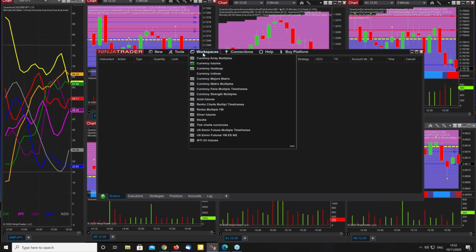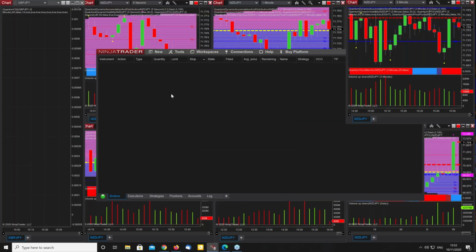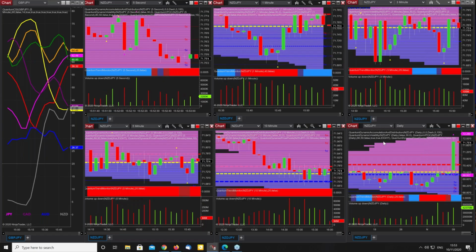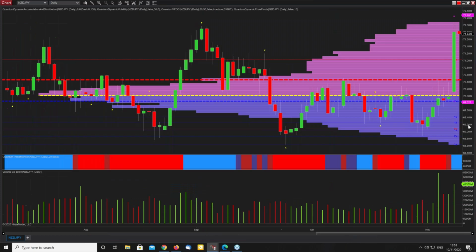Just go over onto the spot. Where are we? I'm not sure what pair I've got on here. New Zealand yen. This is pretty much symptomatic of what we saw across the yen complex yesterday. Massive up candles, volatility triggers on the daily, hugely important, hugely significant, and really telling you loud and clear, don't expect much price action today, certainly not to the upside at any rate.